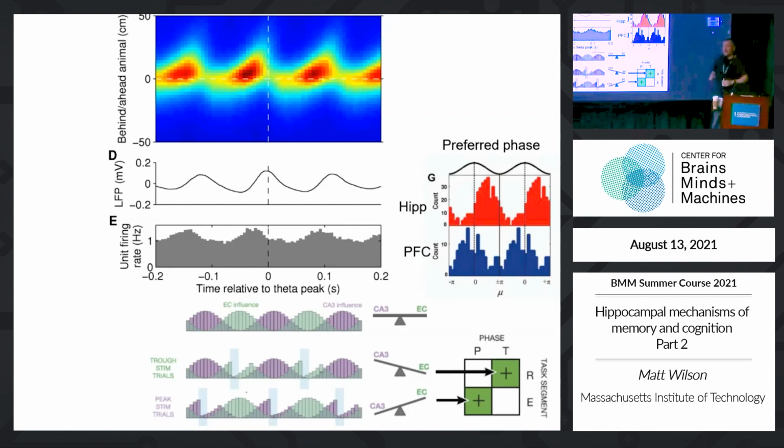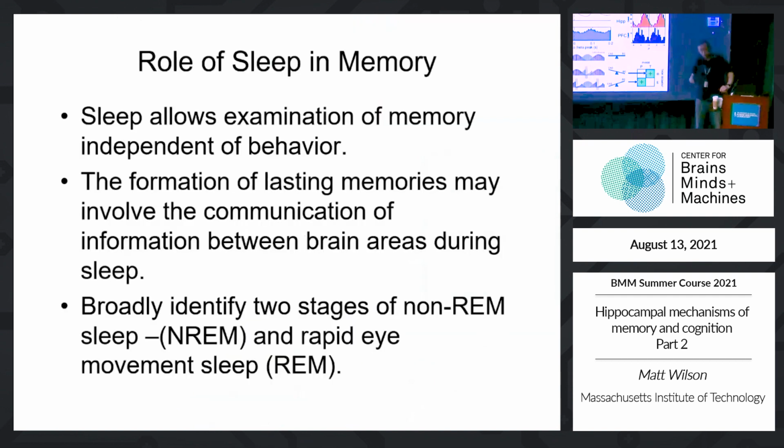But it's one thing to say that phase matters, and it's another thing to say that that phase information, the sequence information that may be expressed during behavior, is in some way reflected in the memory processing that goes on in the hippocampus. And that is, does any of that temporally structured information persist beyond the behavior itself? One way to look at that is to look at activity in the hippocampus independent of the behavior.